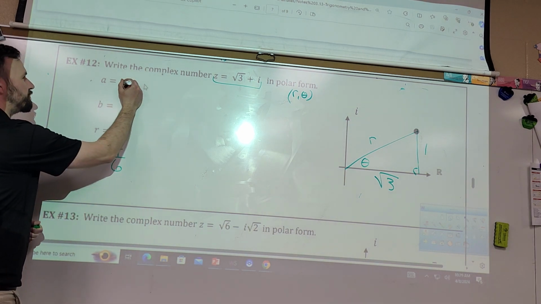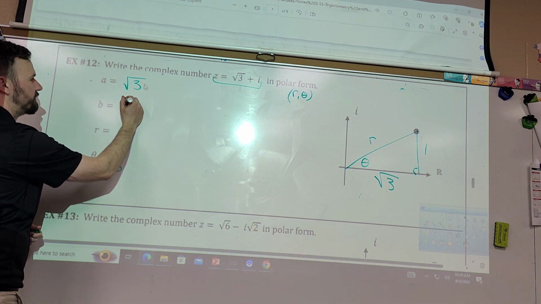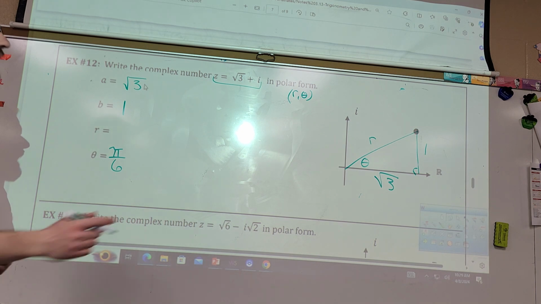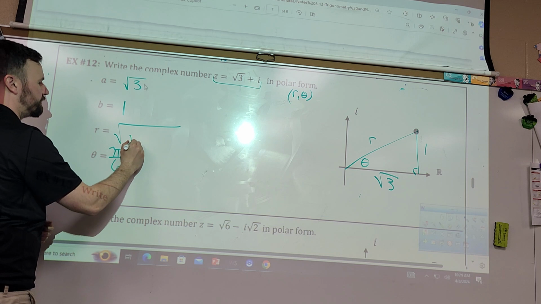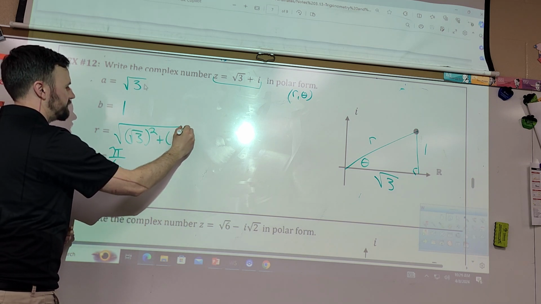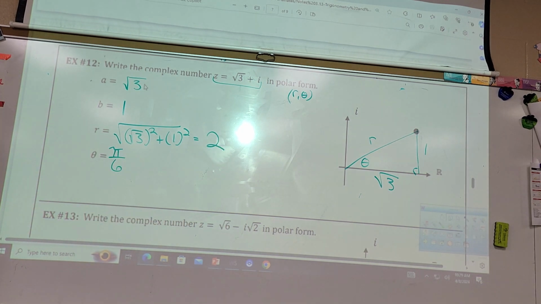What was my A on this one? Root 3. My B is 1, right? How did I find my radius? Yeah, square root of 3 squared plus 1 squared. And that is 2.